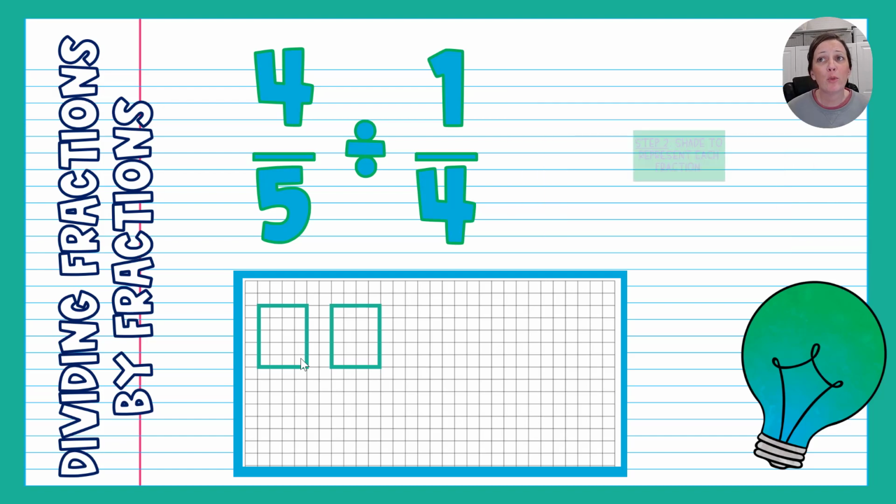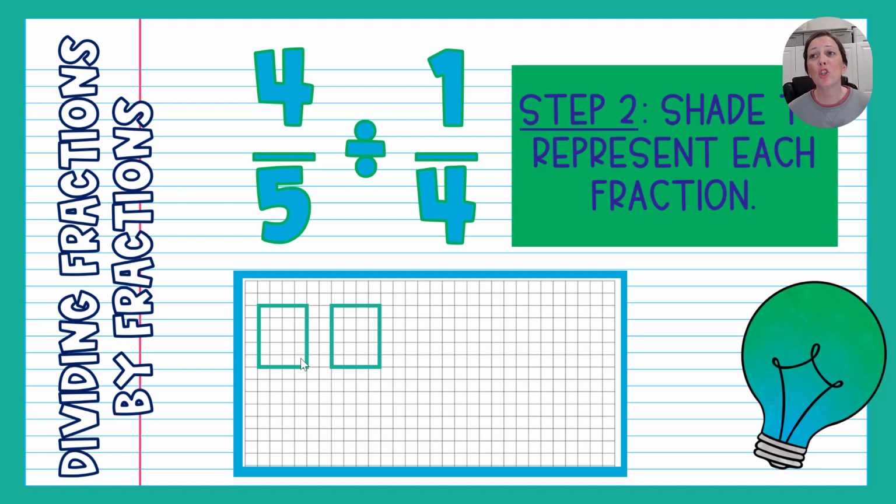Now we're ready for step 2, which is where we're going to shade in to represent the fractions that we have. So I need to shade in the first box on the left to represent 4/5. And so I'm going to color in 4 out of those 5 rows. And in the second box on the right, I need to shade in 1/4, so 1 column out of the 4. So now I have 4/5 represented on the left and 1/4 represented on the right.